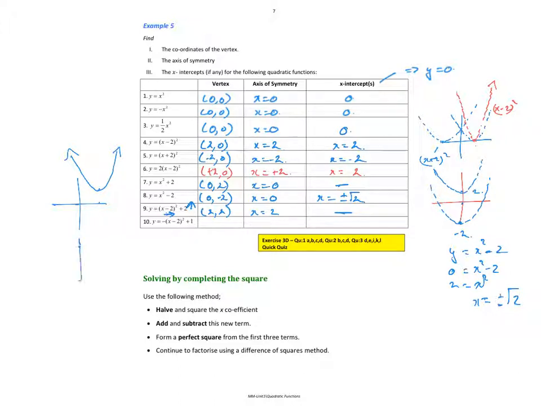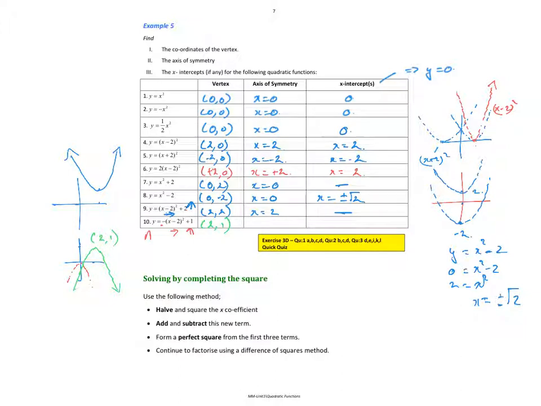Question 10, what's happening at question 10? There's 3 things here. Negative sign makes it upside down. 2 units across, 1 unit up. So I've got an upside down graph, and then I'm going to shift it 2 units across, 1 unit up. So it might look something like that. So 2 units across, 1 unit up means my vertex is at 2, 1.